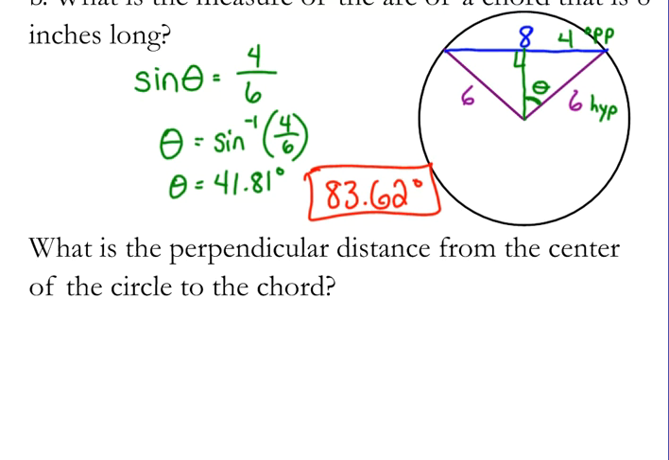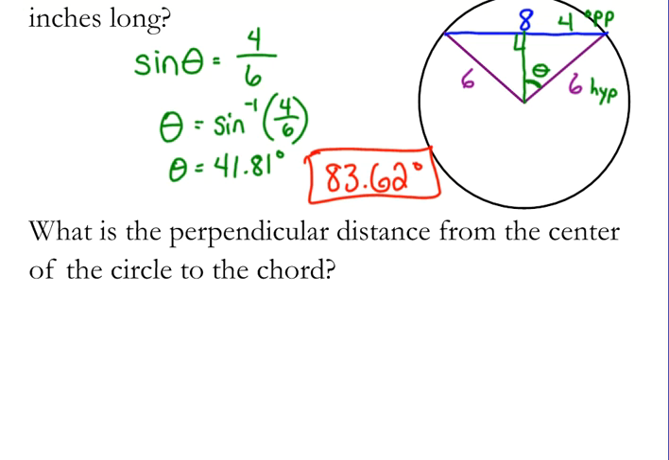Okay, now this is using the same picture. What is the perpendicular distance from the center of the circle to the chord? So that sounds really fancy, but it's just asking for this distance right here from the center of the circle to the chord, and it's perpendicular because we got a right angle right there. How would we find that length?